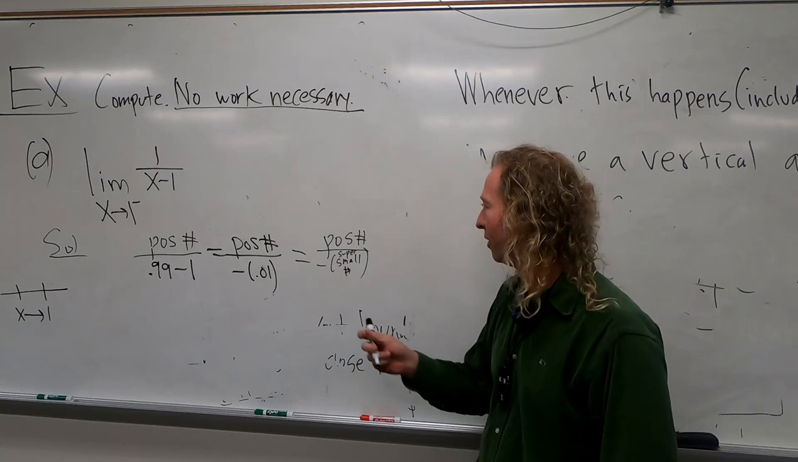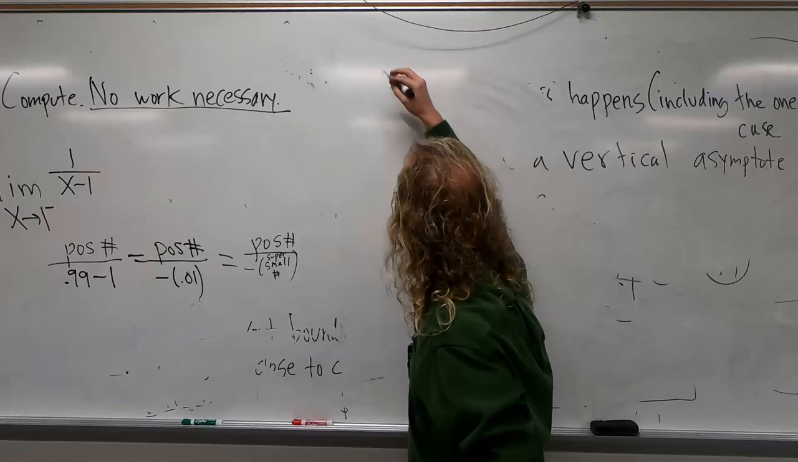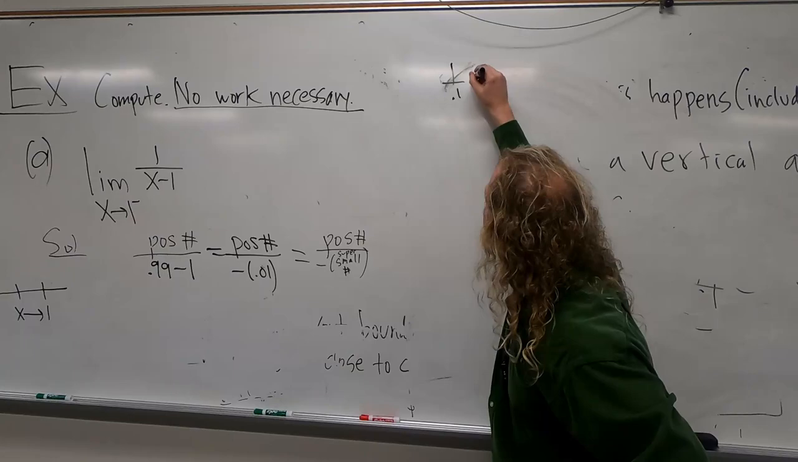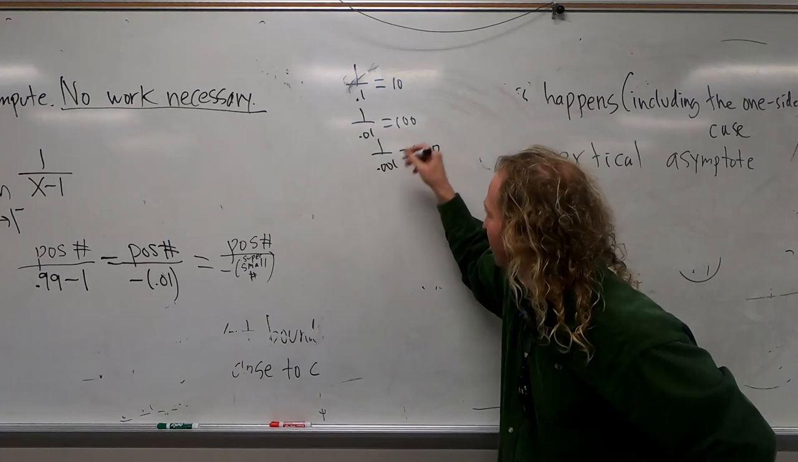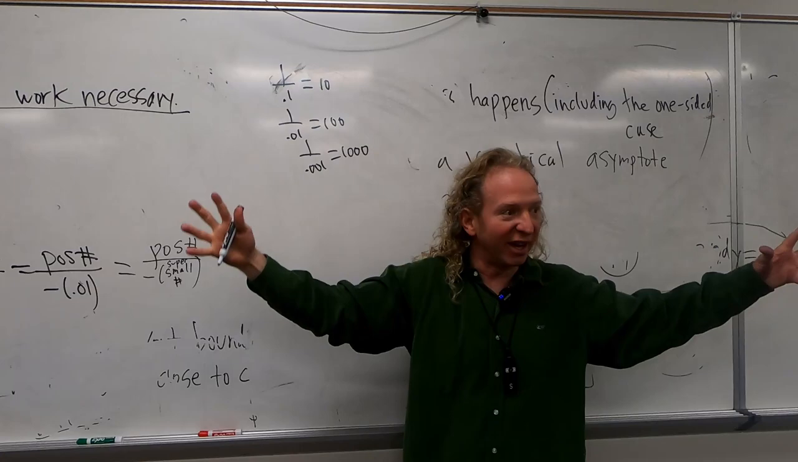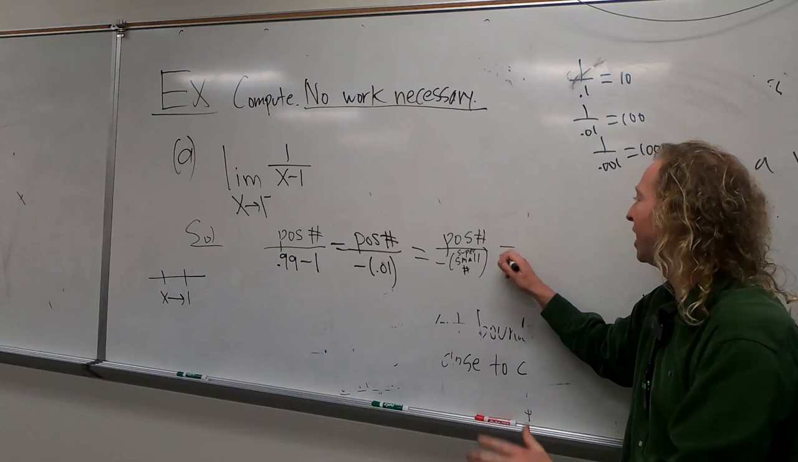If you have a number over something super small, what happens to that fraction? It gets really big. If you don't know that, think about this. 1 over 0.1 is 1 over 1/10, that's 10. 1 over 0.01 is 100. 1 over 0.001 is 1,000. I'm going to stop there because it gets too confusing. But when the bottom gets small, the thing gets big. So small on the bottom, big fraction. You have a positive number over something small, so this is big and it's negative. So it's going to be negative infinity.